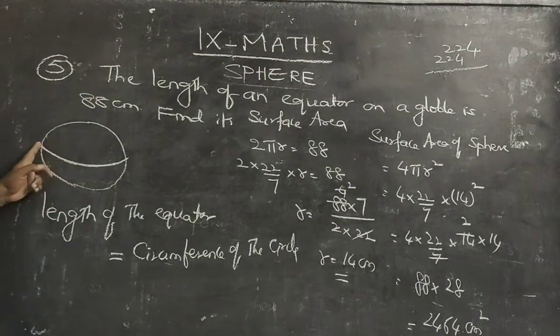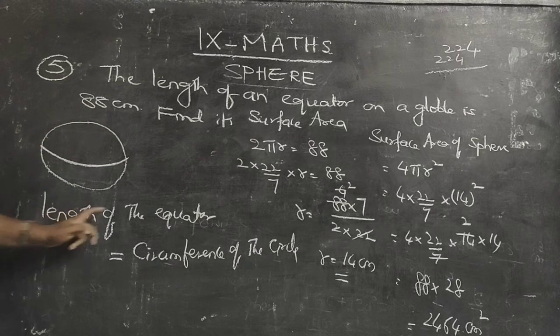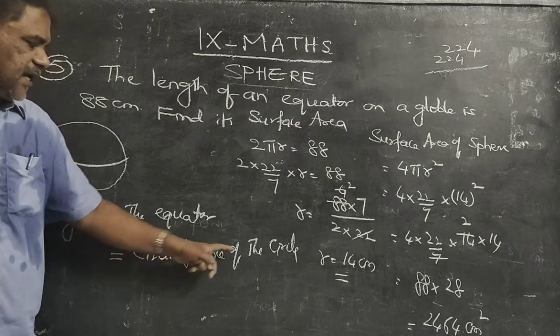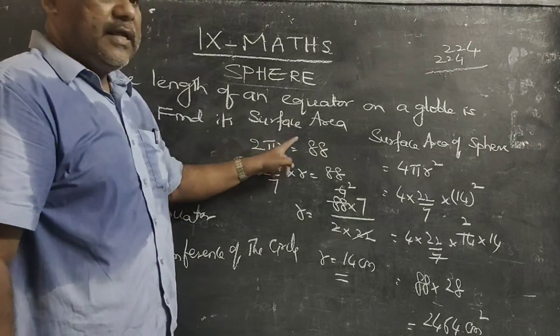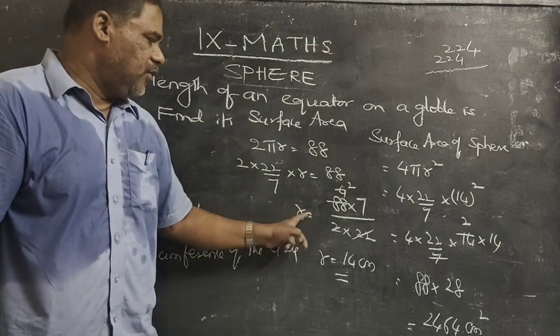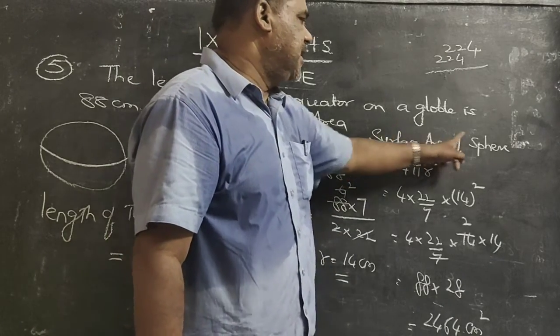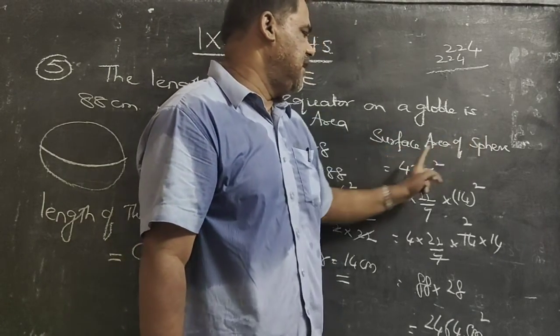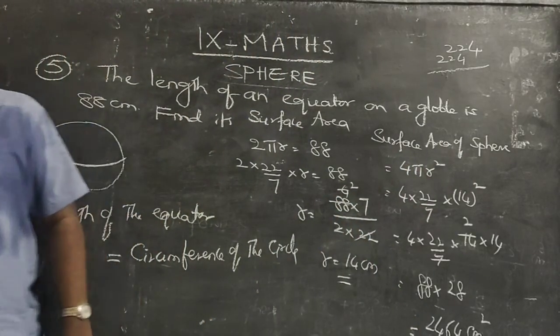So length of the equator means length of the circle, because on a globe the equator will be in the form of a circle. So length of the circle we call the circumference of the circle. Circumference of the circle is 2 pi r, which is 88. If 2 pi r is 88, we can find the r value, that is 14. After getting the r value, surface area of the globe is nothing but the surface area of the sphere, 4 pi r square.